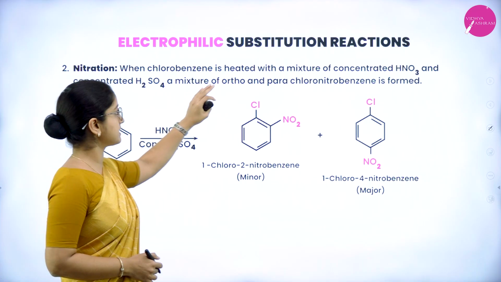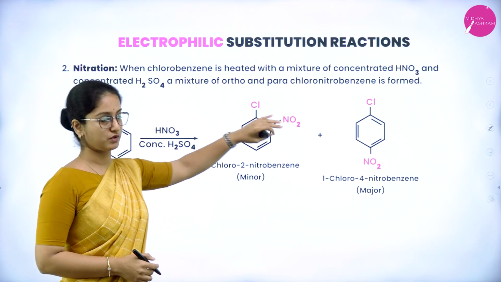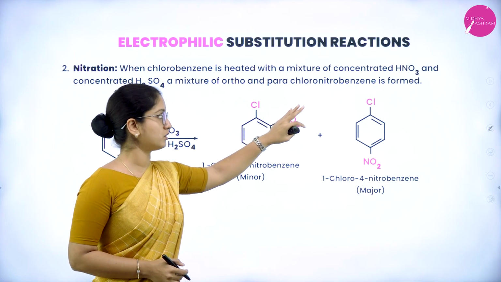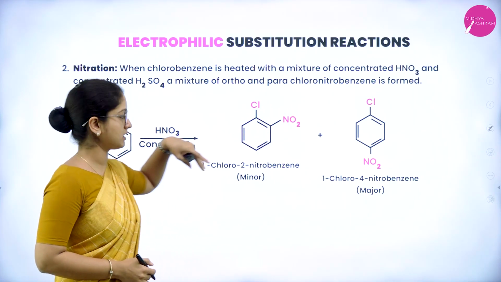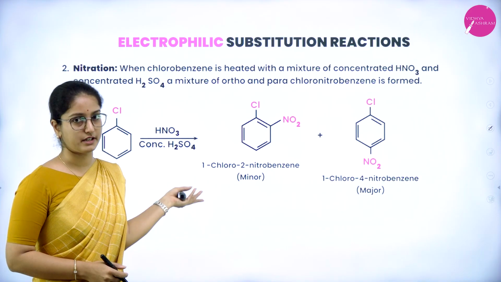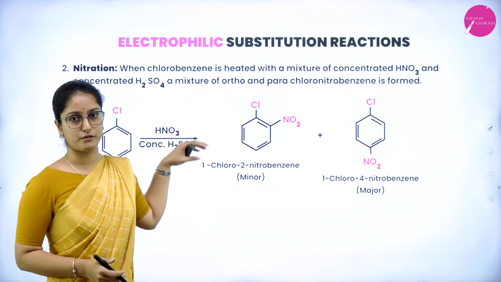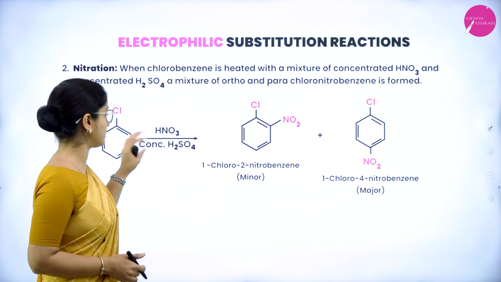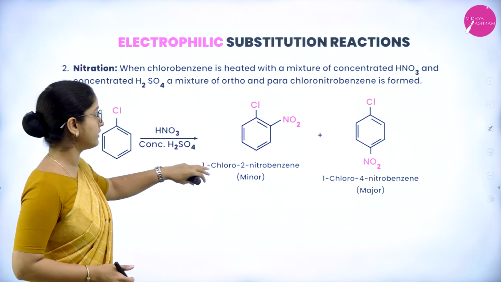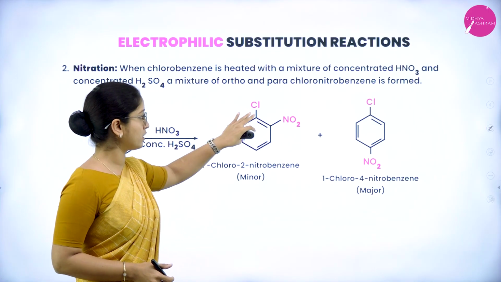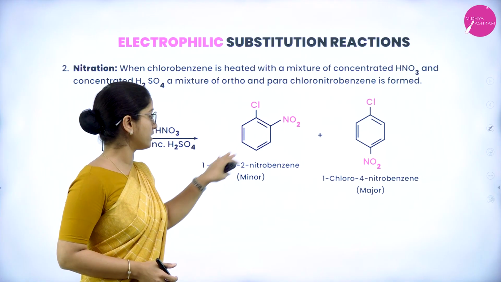So when chlorobenzene is heated with a mixture of concentrated HNO3 and concentrated H2SO4, a mixture of ortho and para chloronitrobenzene is formed. So that is why it is named as the nitration process. So chlorobenzene along with a mixture of both concentrated nitric acid and concentrated sulfuric acid would give ortho and para chloronitrobenzene. So here chlorine and nitro are in 1,2 position.